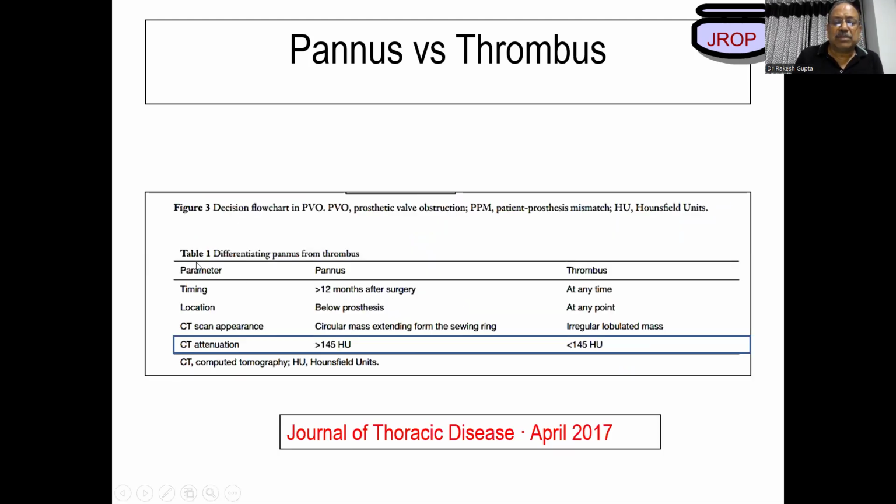Another way of looking at thrombus and pannus is that pannus takes a long time to form. Thrombus is immediate. And that is the most important thing in this subset of population. History makes a lot of difference when you talk about thrombus and pannus.